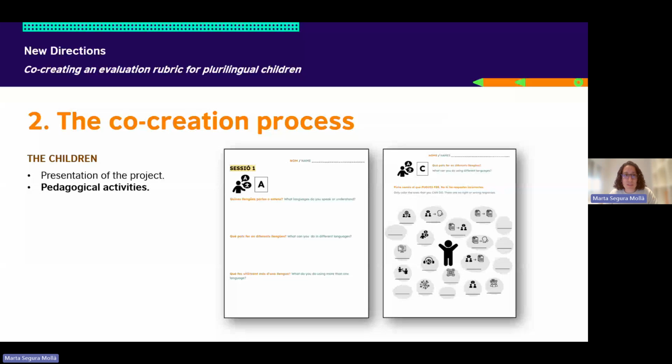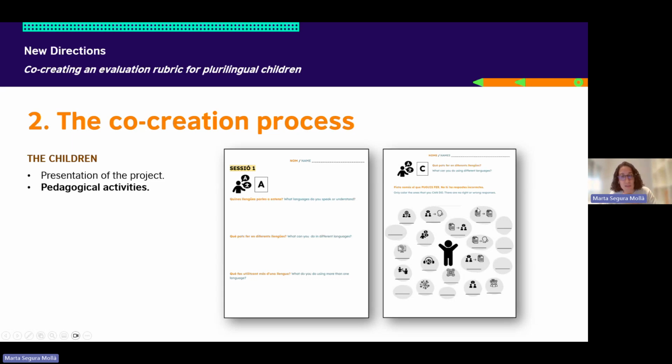Like you can see here, we have two examples of the pedagogical activities we use. And with the children, we used a bilingual version of all of these documents. So the orange text was in Catalan and the blue text was in English. Plus in class, several other languages appeared and happened at the same time. So we started by asking them languages they spoke, they understood, and so on. And this was worksheet A, which was an individual reflection.